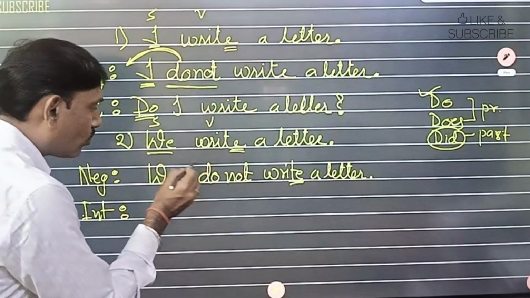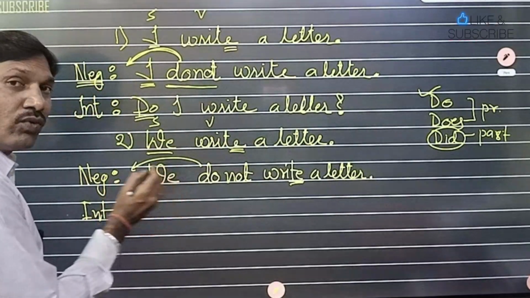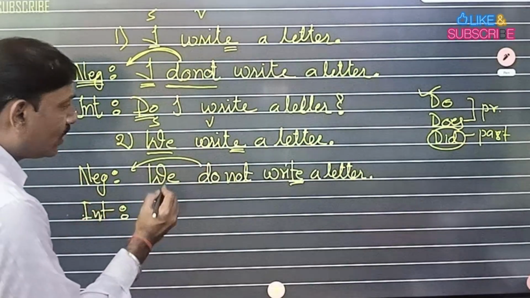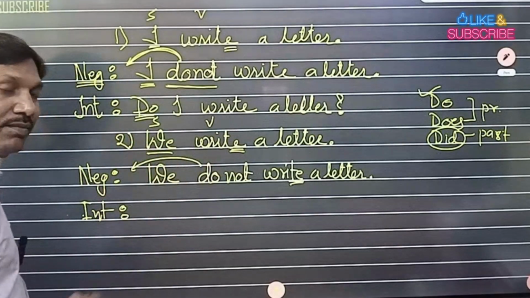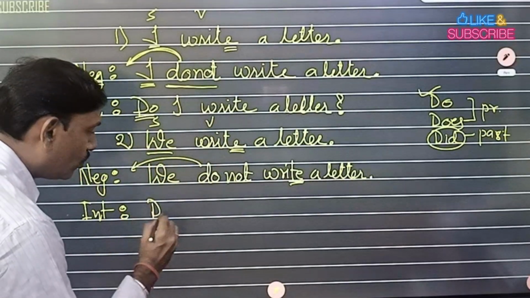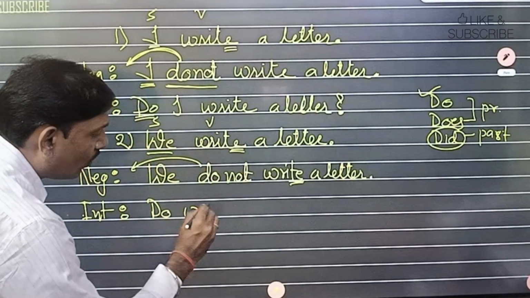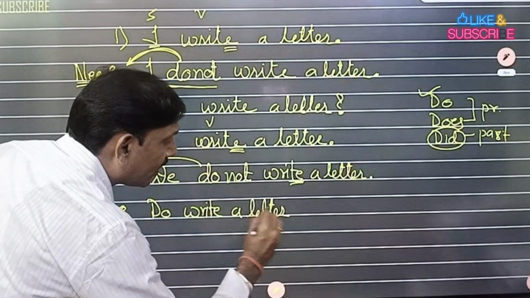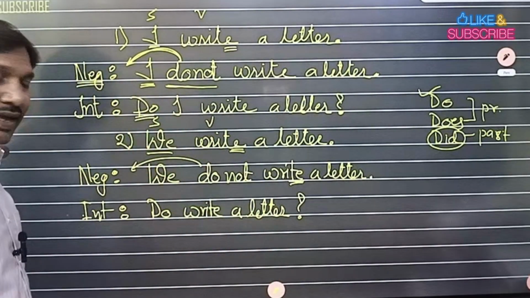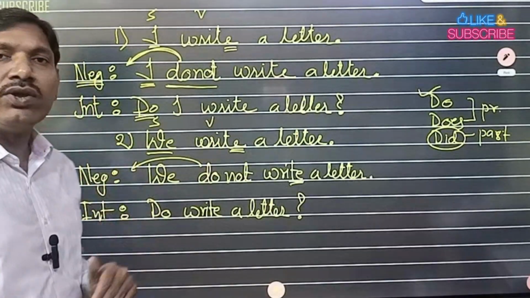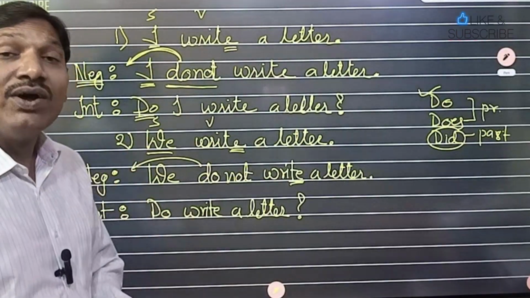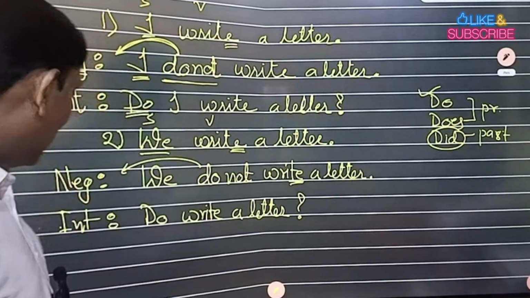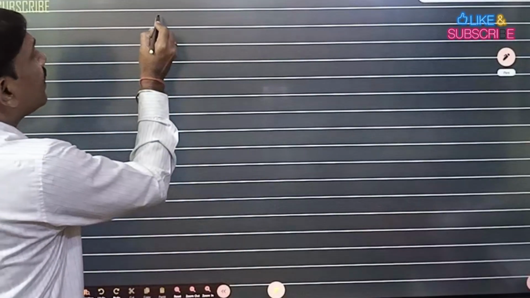Now if you want to make it interrogative, how can we do it? We have to invert it. We have to bring do in front of the subject, because we is the subject here and write is the verb here. So what will the sentence be? Do we write a letter? And a question mark. So in this way, negative and interrogative, in a very simple way we can do it. Okay, students, have you understood? Now the next one, the third example.